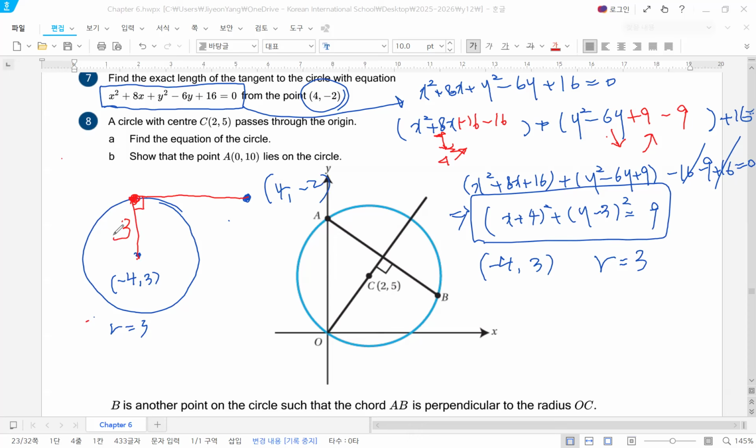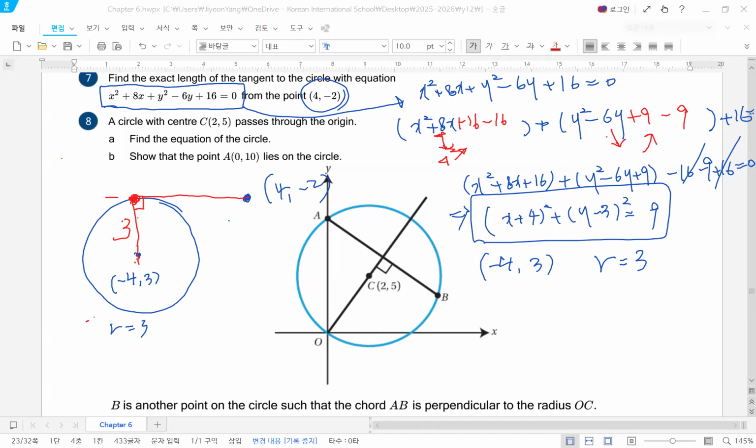Guys, this point P lies outside of the circle, and then draw a tangent line. Can you see that? They ask you to find the exact length of this one. If you join the intersection point of this tangent line with the circle, and then the circle center, then this one is the normal line, so they are perpendicular to each other. Understand? Okay.